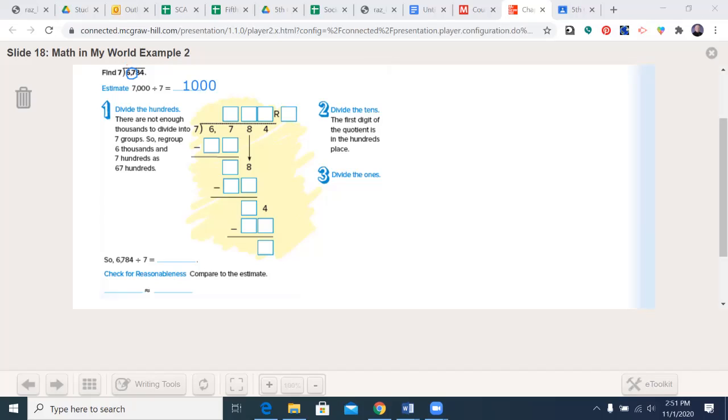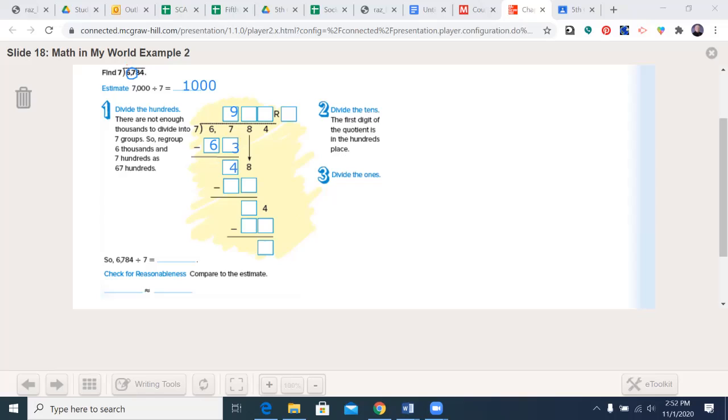So now I'm going to regroup the 6 groups of 1,000 into 60 groups of 100. And I plus the 7 that are already there, and I have 67. I know that 9 times 7 is 63, and that's just a little less than 67. So I'm going to start there. Since I just gave that example, I already have 63 fresh in my mind. I subtract 67 minus 63 is 4. And then I compare, is 4 less than 7? Yes. And then I bring down the 8, and I have 48.